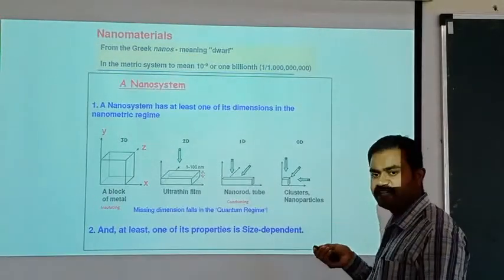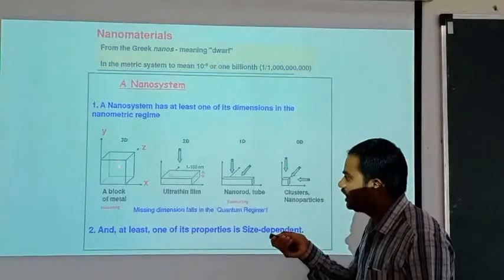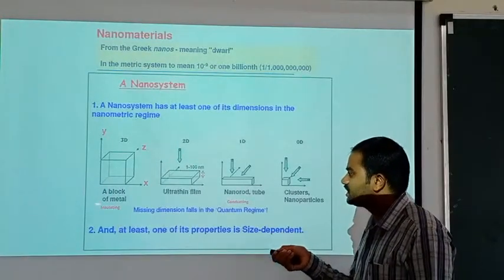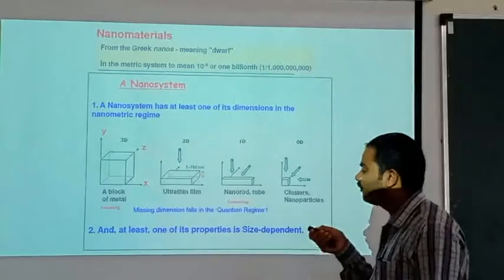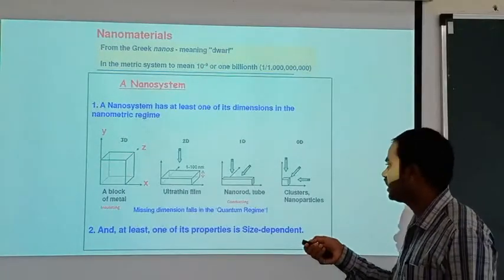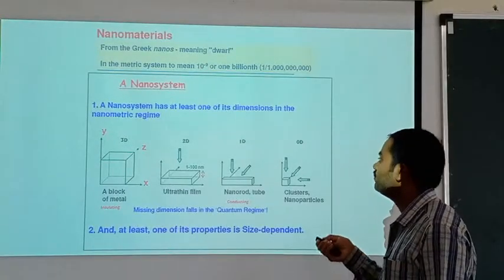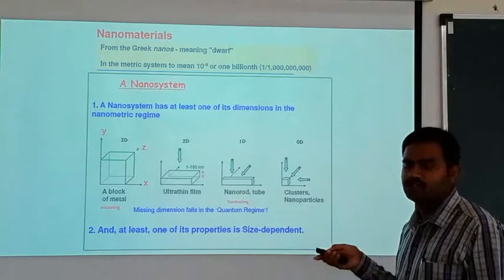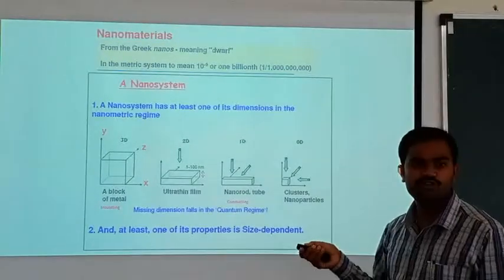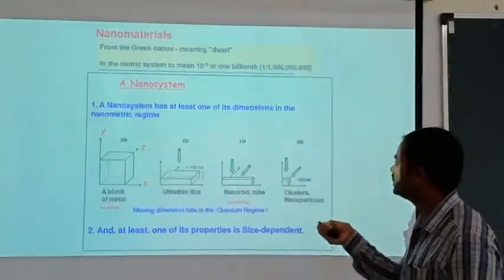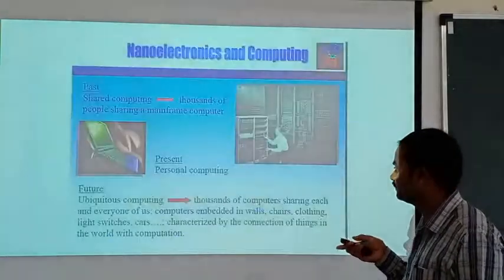So what happens with nanomaterials? The metal block is initially insulating. When this block is converted into a nanorod, it may be conducting. So extra evolution of properties occurs due to these nano dimensions.